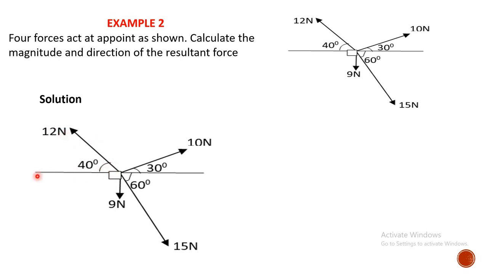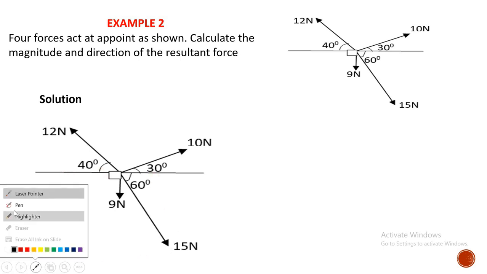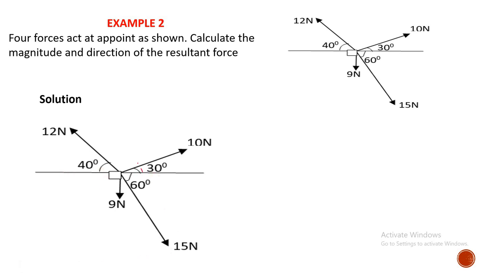But the 40 degrees is the angle it makes with the negative x-axis. But the angle we are interested in is the angle it makes with the positive x-axis, like this angle. So we need to look for a way to find it. And of course, the 9 Newton force makes an angle of 90 with the negative x-axis. But the angle we are interested in is the angle it makes with the positive x-axis, this angle. We'll look for a way to find it. And then the same applies to the 15 Newton force, as this one.